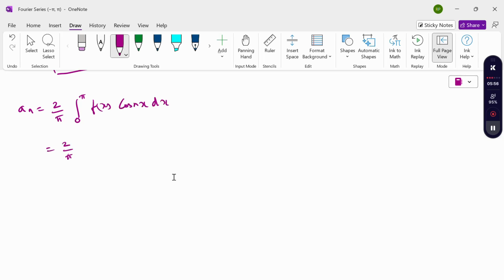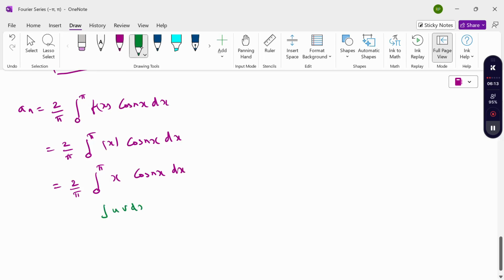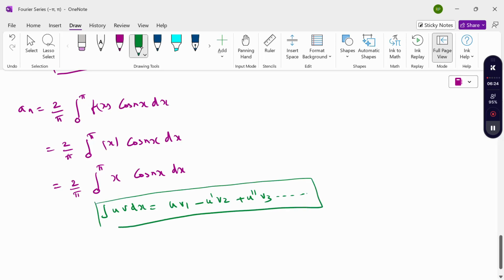f of x is the modulus of x, cos nx dx. Now in the positive range, therefore x cos nx dx. So what is the formula for the Bernoulli function? Integral of uv dx equals u v1 minus u dash v2 plus u double dash v3 and so on. So this is a Bernoulli form. So this is a u and this is a v.